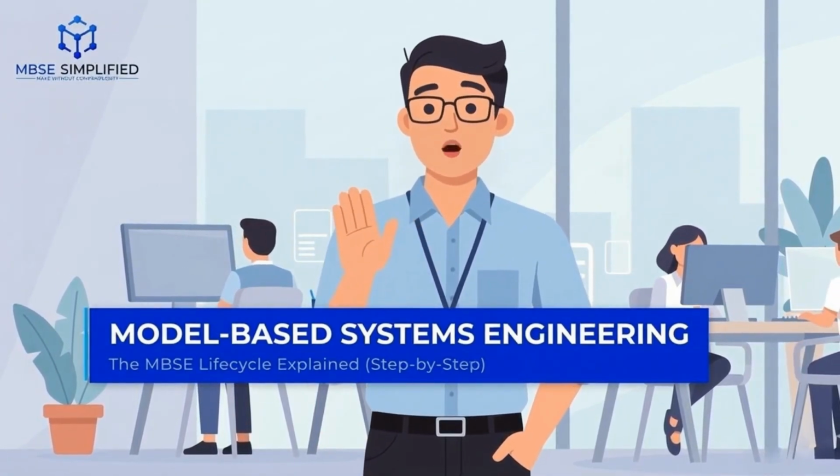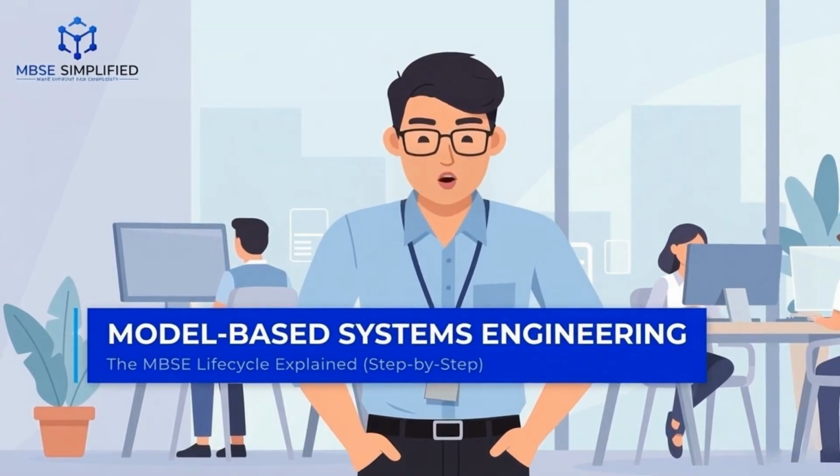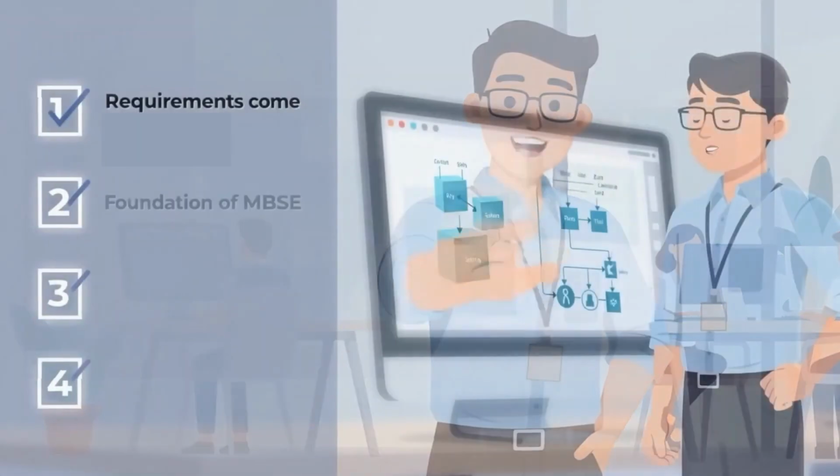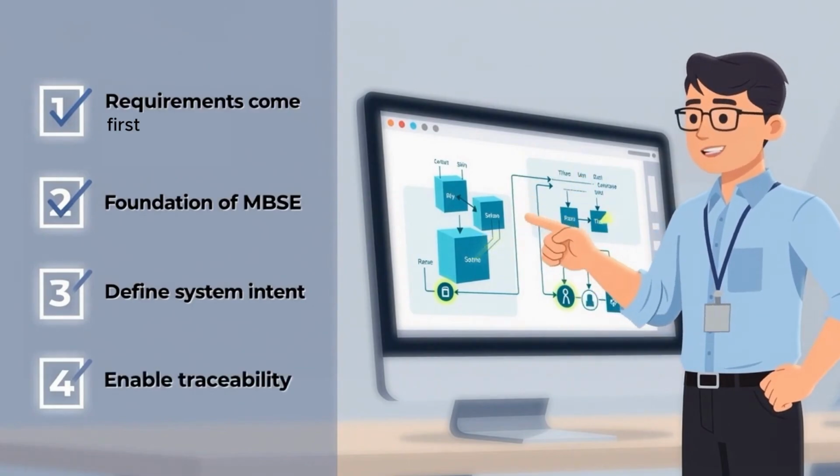In the previous video, we talked about why requirements come first in MBSE. We saw why they must serve as the foundation of any effective model-based systems engineering effort. They define the system's intent, enable traceability, and prevent the model from drifting into speculation.